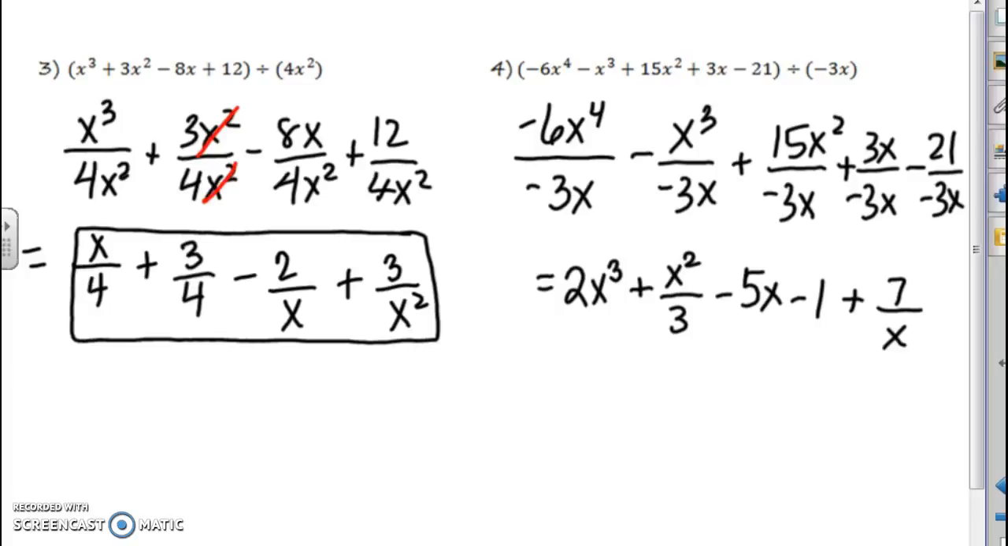So that should give you enough information to be able to simplify and solve all your homework problems, and hopefully you have plenty of time to get that done in class.